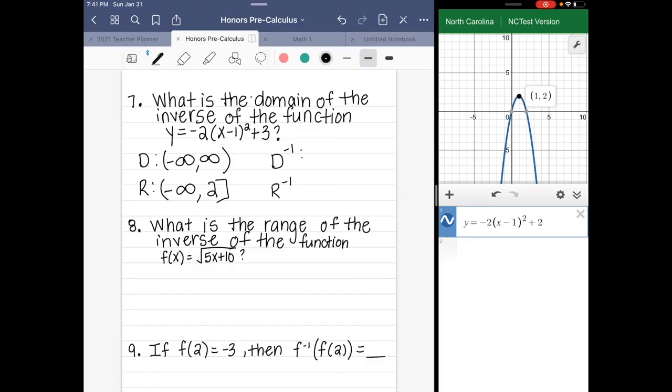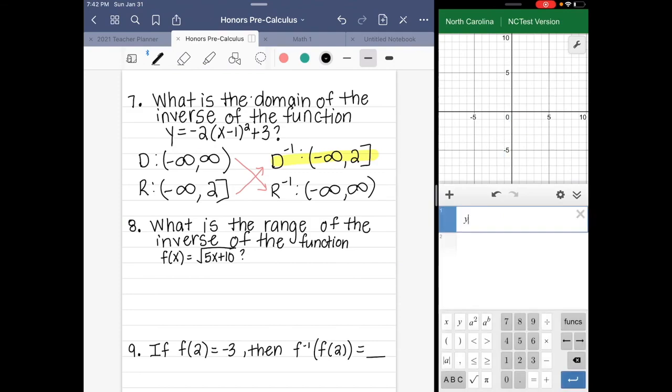So what do I do if I want to find my domain of my inverse and my range of my inverse? Well, they literally are going to flip. Your domain and your range are the opposite values of the original. So my domain of my inverse is now going to be -infinity to 2, and my range is going to be -infinity to infinity. So if you have found the domain and range of the original, then it's the opposite for the inverse. They asked us to find the domain of the inverse. So the domain of the inverse is -infinity to 2, which was the range of the original function.